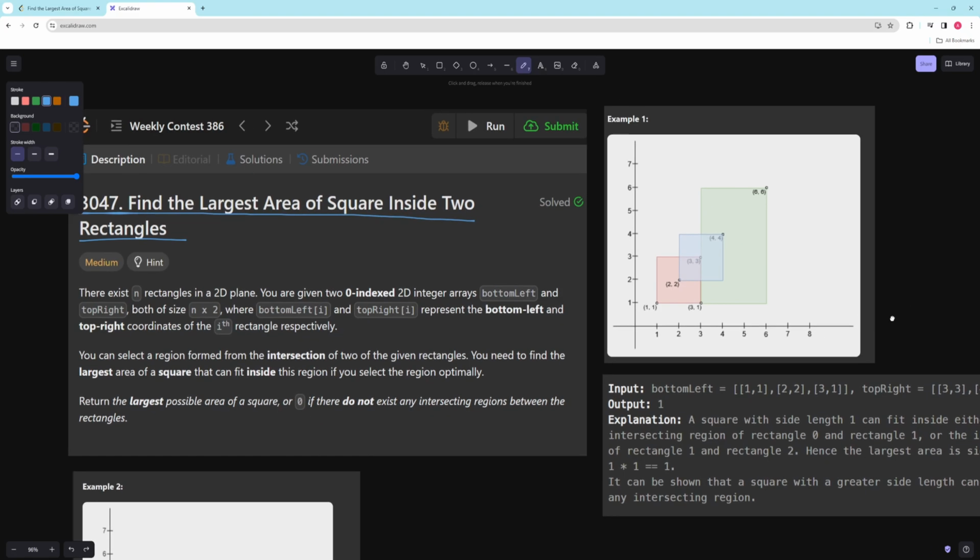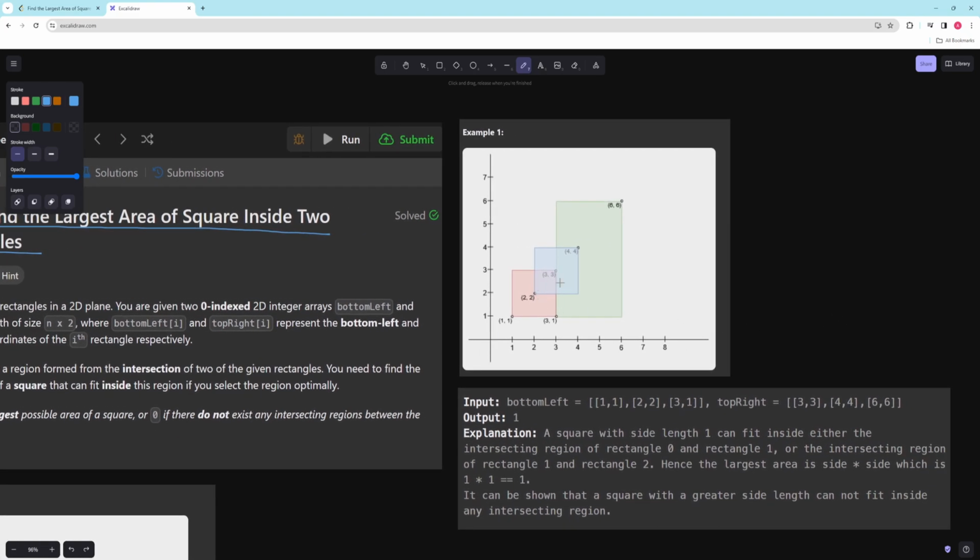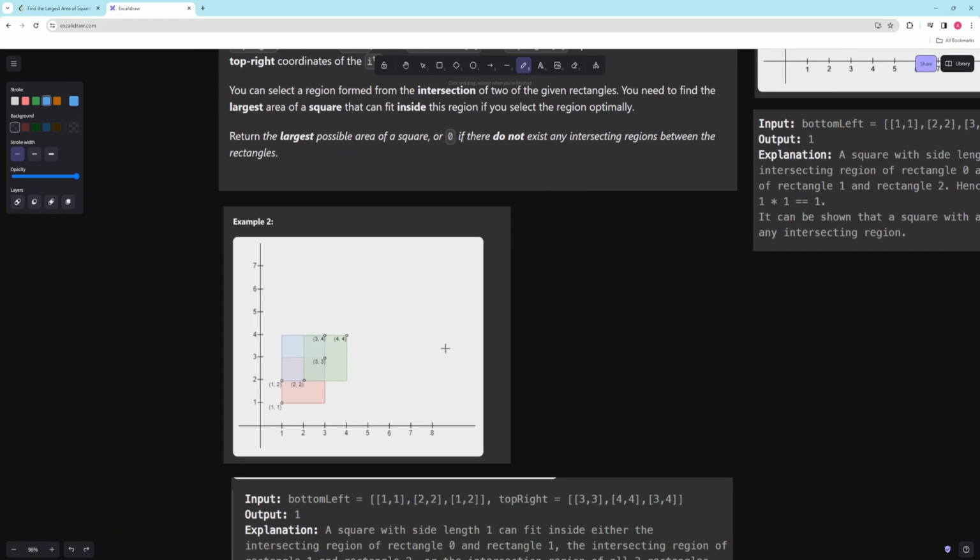So let's take a look at example 1. In example 1, you can build a couple squares, but they're only length 1. So you could see you could build a square here. This would be area 1. You could also build a square like this. Area 1, like this, area 1. So all of these are area 1. And let's take a look at example 2.